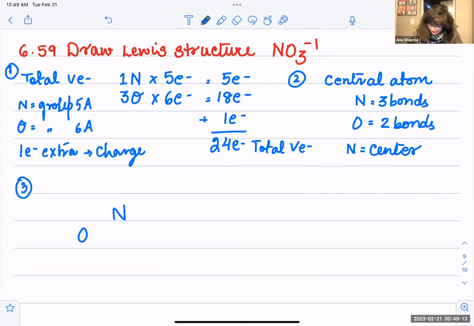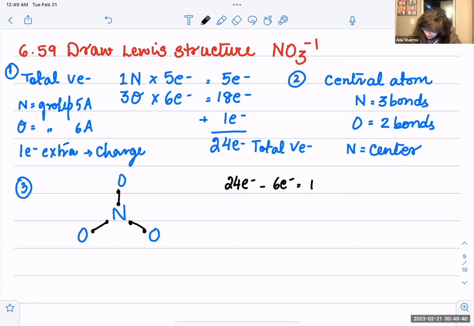Next, we put nitrogen in the middle and put one oxygen here, another oxygen here, and another oxygen here. And now what are you doing? You're going to connect it with a single bond. 1, 2, 3, 4, 5, 6. So you have used 6 electrons. 24 electrons minus 6 electrons, what do you get? 18 electrons are left. So these 6 electrons got used in the single bond formation.